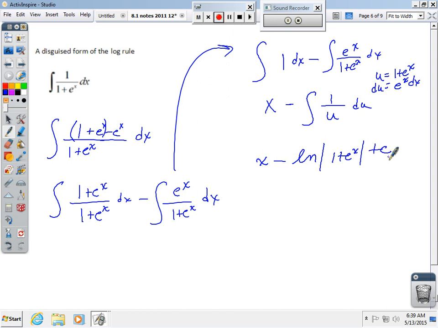All right. Again, that's a difficult one to realize that you need to add and subtract. I believe it also works if you multiply the numerator and denominator by e to the x. You'll get something slightly different as what the answer looks like, but it'll be an equivalent answer.